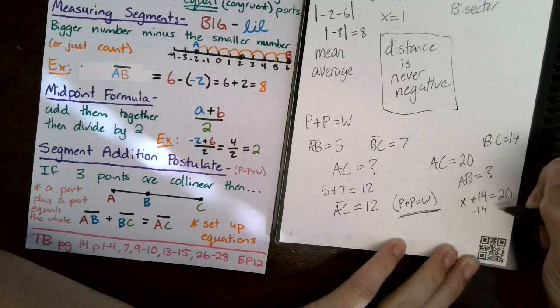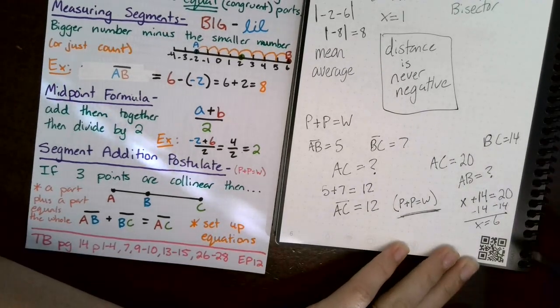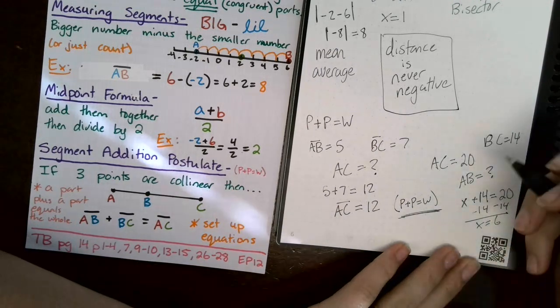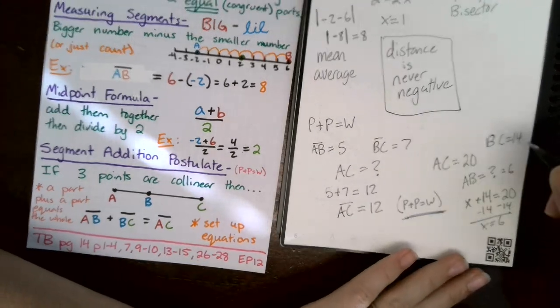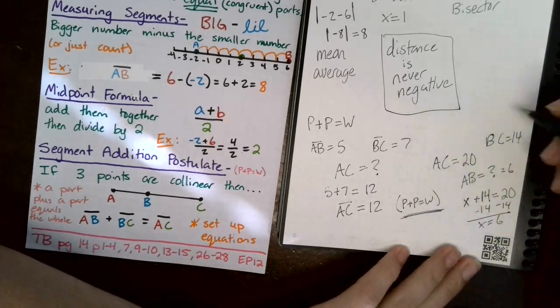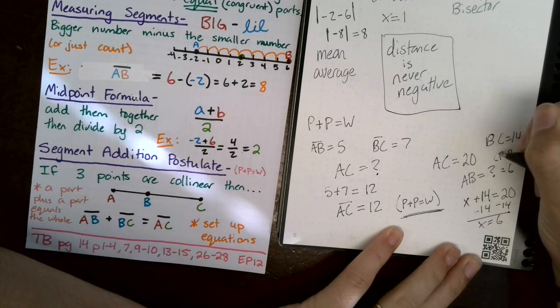So then we solve the equation, right? And we get that x equals 6. That's what AB equals. And you could even write AB in here. You can write this equals 6, however you want to do it. But what's our reasoning for why we could do this? It was part plus part equals whole.